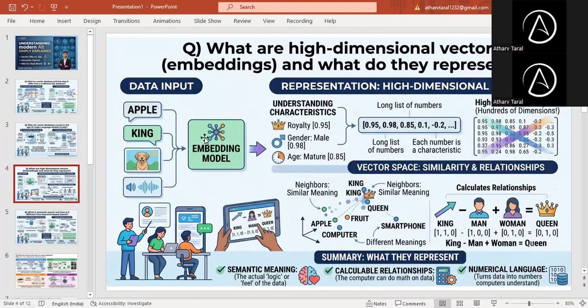So now we will go to the next question. That is, what are high-dimensional vector embeddings and what do they represent? Now this is a great question to start with. Actually, the easiest way to think about high-dimensional vectors, or what we call embeddings, is that they are just a way to turn words, images, or other data into numbers that a computer can understand.